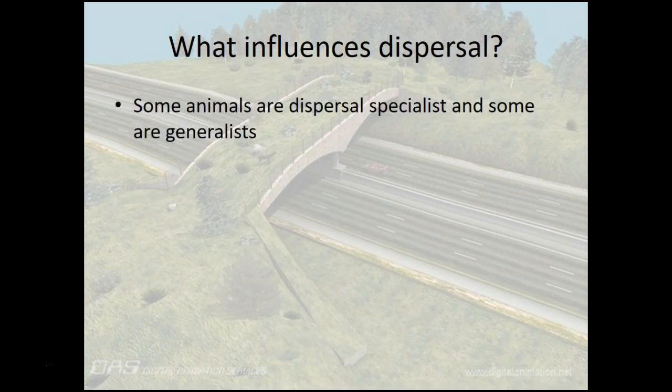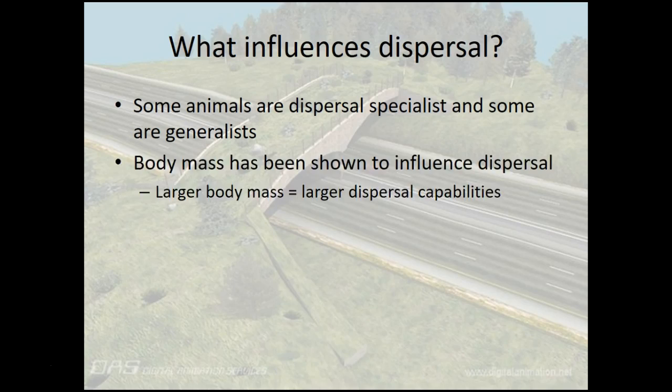So what influences dispersal? Some animals are dispersal specialists, some are generalists. Just like everything else, you can attach specialist and generalist to about any component of wildlife management. Some of them have very particular requirements and some of them can get away with a wide spectrum. Body mass, though, we do know has been shown to influence dispersal. A larger body mass means larger dispersal capabilities.